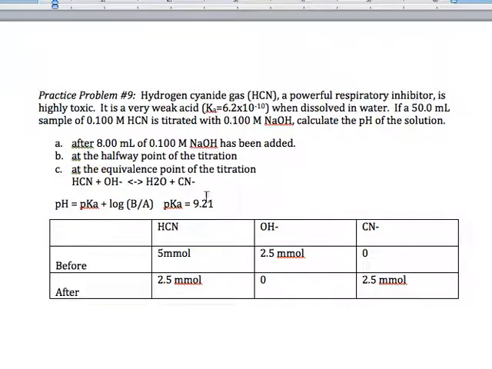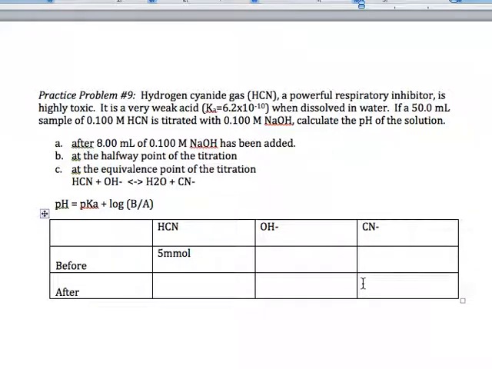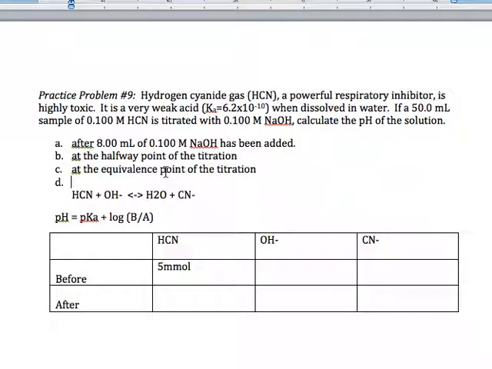All right, so let's take a look at part C. Again, I'm going to erase some of these, and because we're going to use the same setup, it's the same reaction. So part C wants to know the pH at the equivalence point. Equivalence means equal. So equivalence point means I'm going to add as much hydroxide as I have hydrocyanic acid. So I'm going to add 5 millimoles of base.